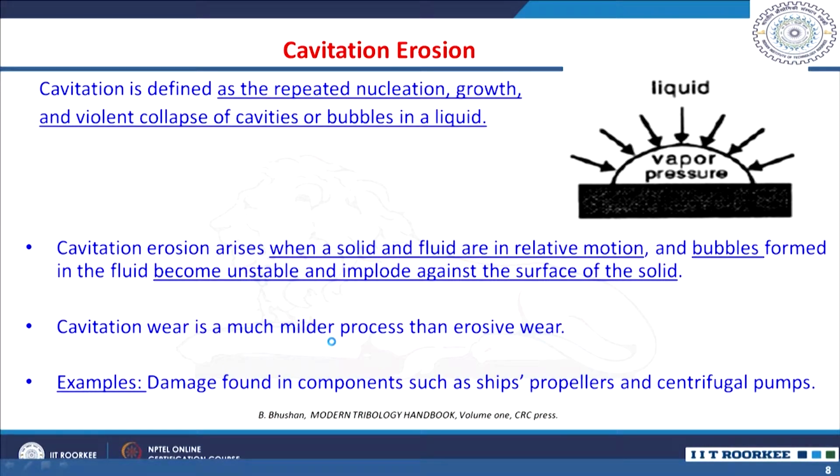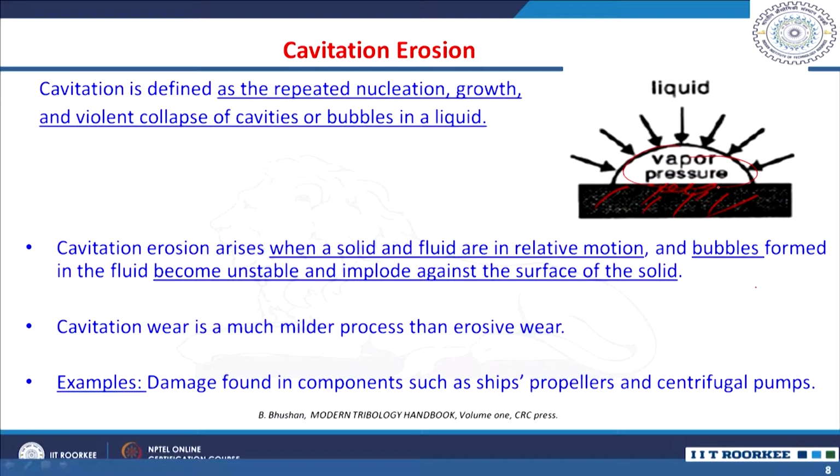So, cavitation erosion is defined generally as the repeated nucleation, growth and then violent collapse of bubbles or cavities in a liquid, right, that leads to material removal. So, where these bubbles are impinging or collapsing on the surface, that material is removed. So, we call this cavitation erosion.